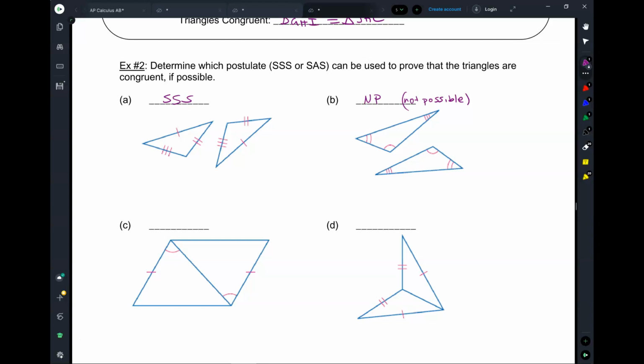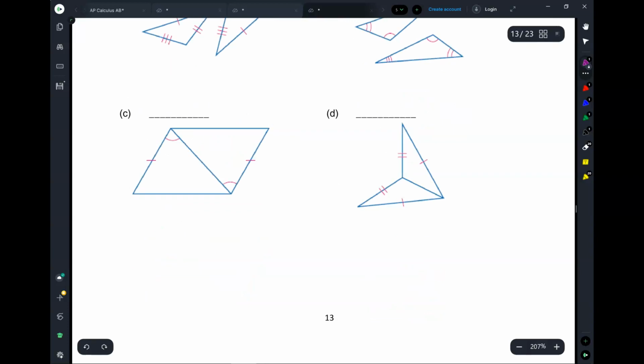Different sizes. Guess what they are? They're proportional, but not congruent. That's a chapter or two later, when we do scaling. Okay, so take a look at this one.